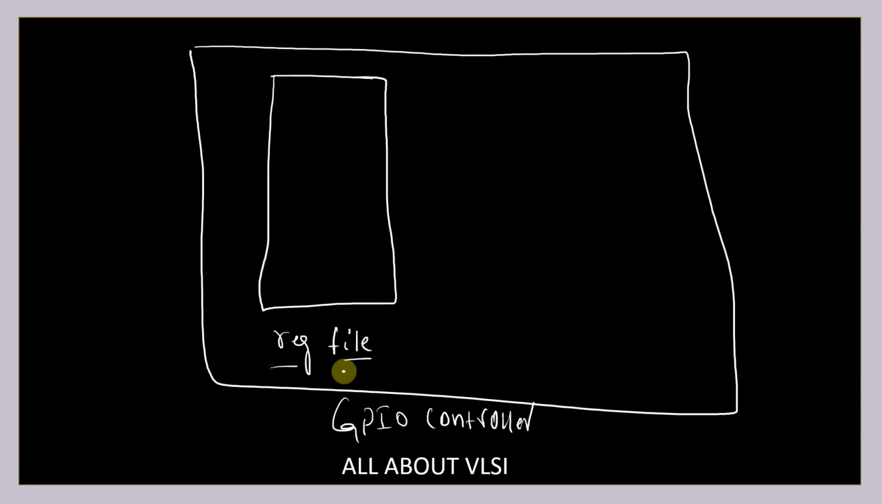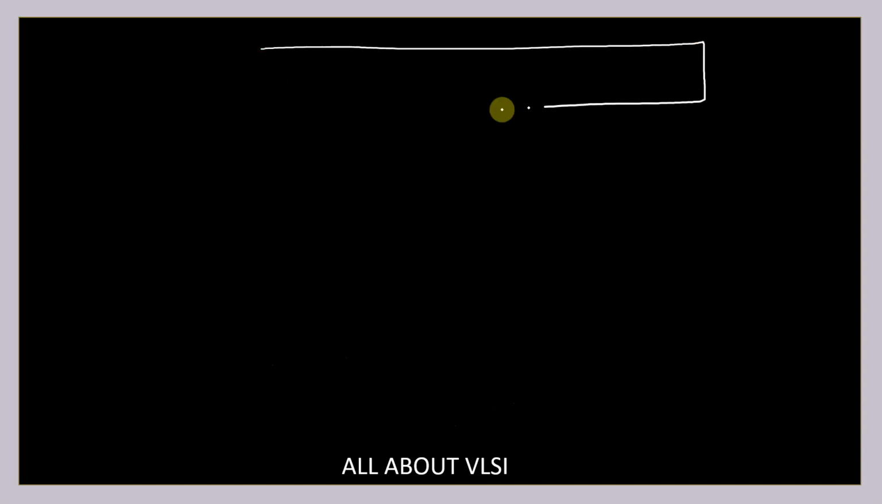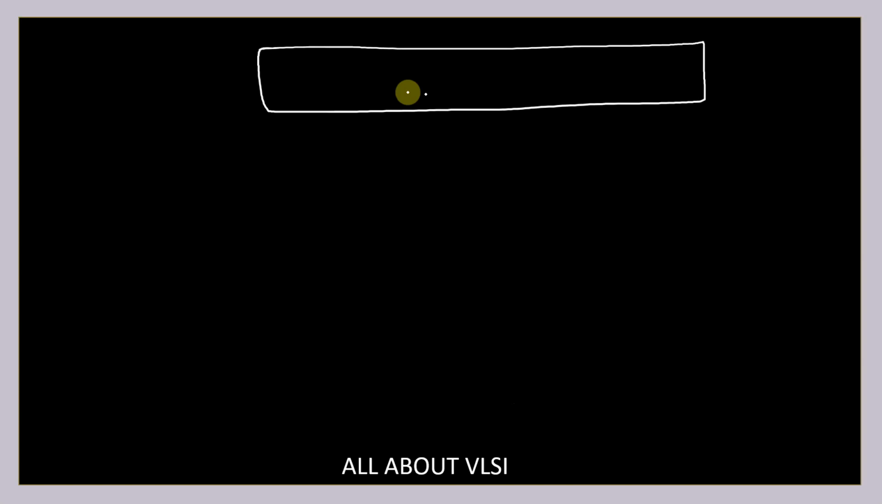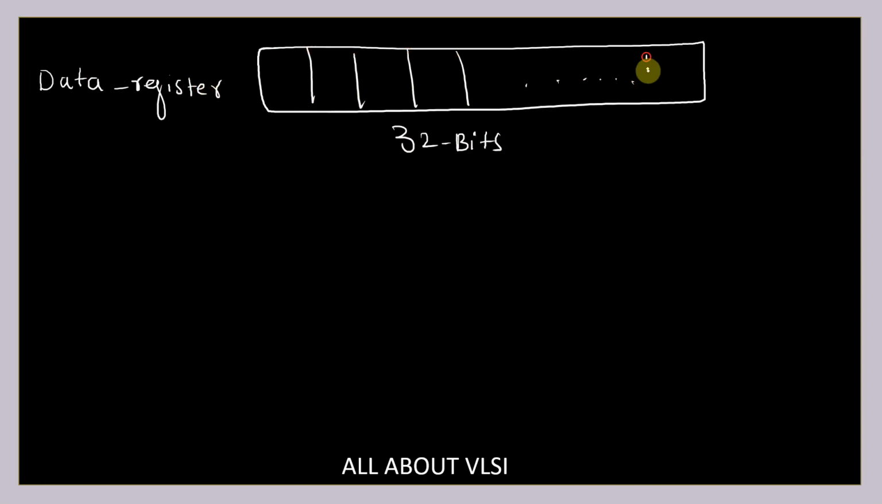This register file is going to have different kinds of registers, which are all 32 bits. In this register file we are going to have basically registers, and all the registers are basically 32 bits. We have different registers. This particular register is the data register, and it is going to have 32 bits like this. You can store 32 bits.